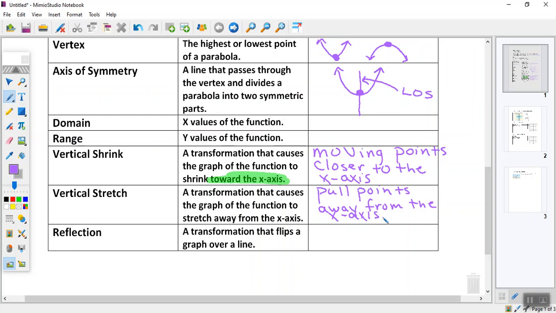And then you guys, you've heard of reflection before. Reflection is just basically a what? Flip over a line, right? You're just going to flip that over a line. That's your job right there.